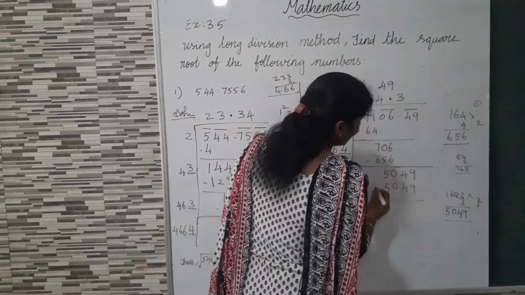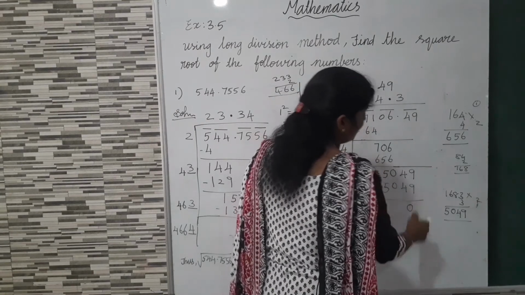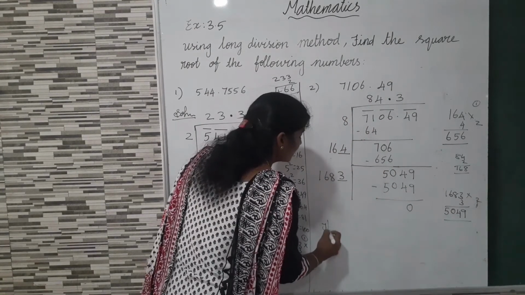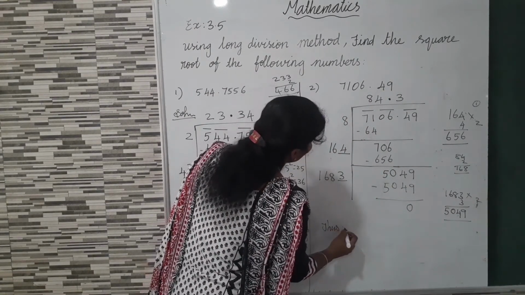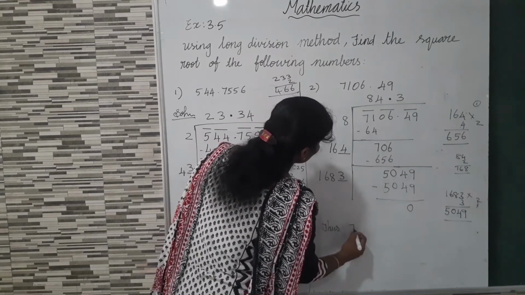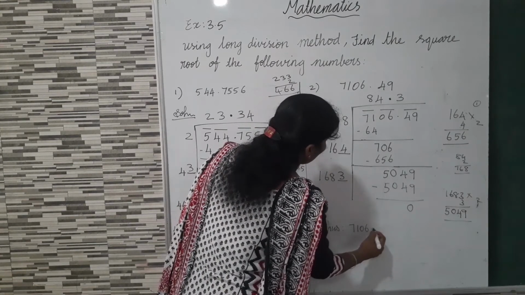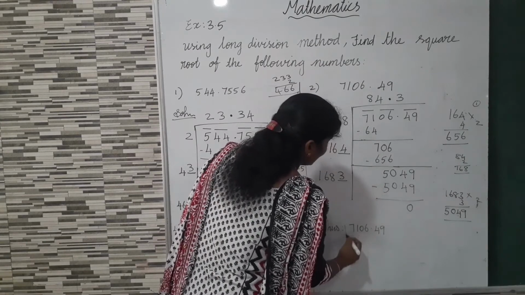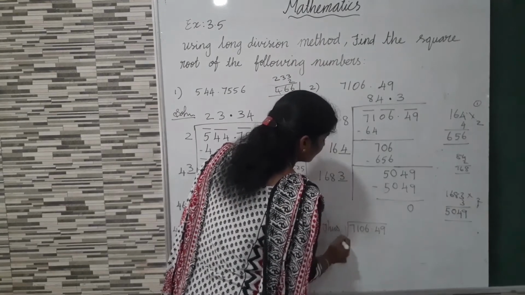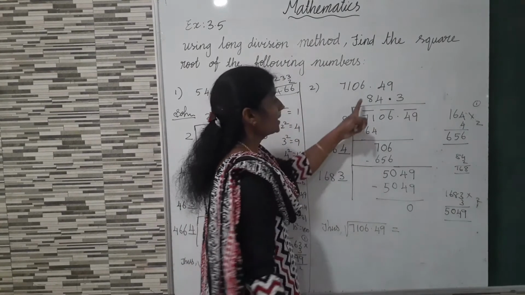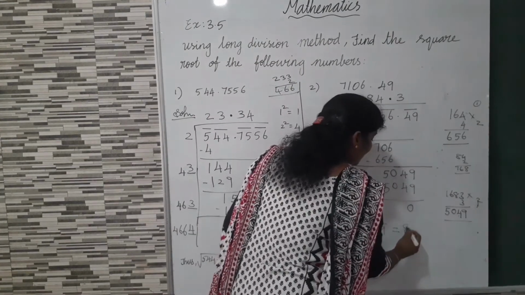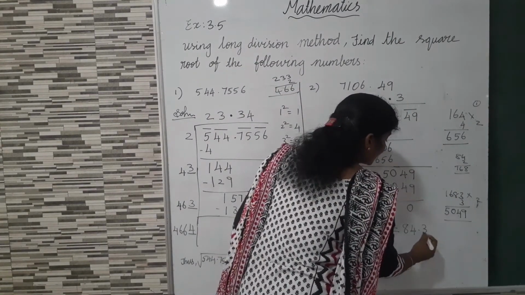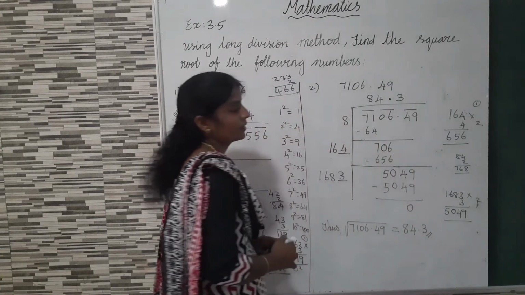5049. What is the remainder? 0. Thus the square root value of 7106.49 is equal to 84.3. 84.3 is the answer. Are you clear?